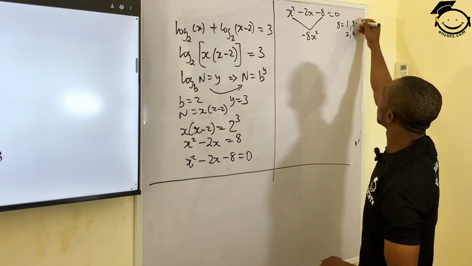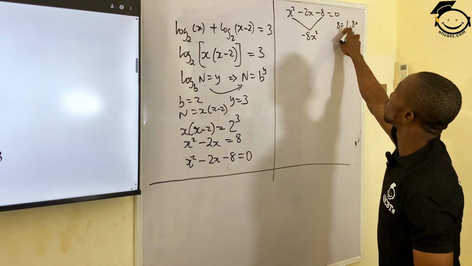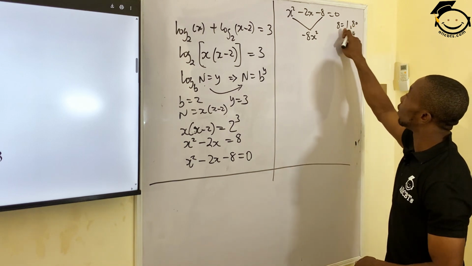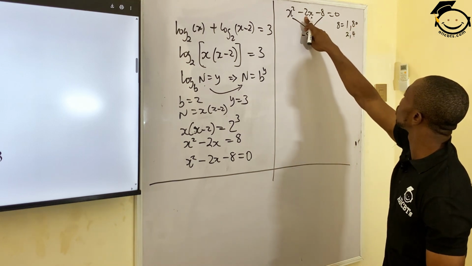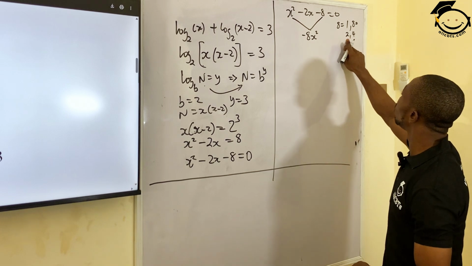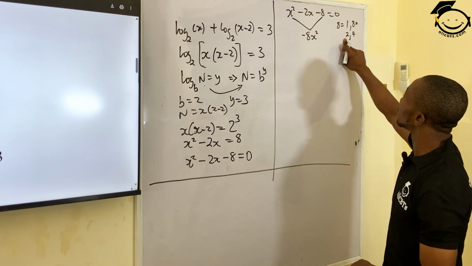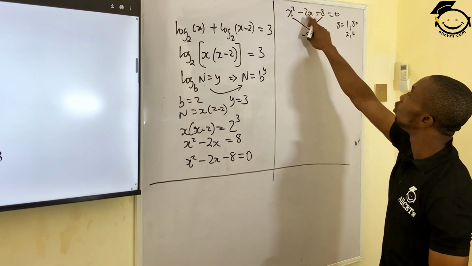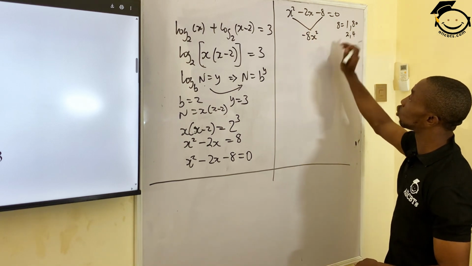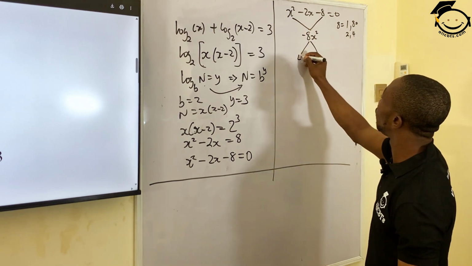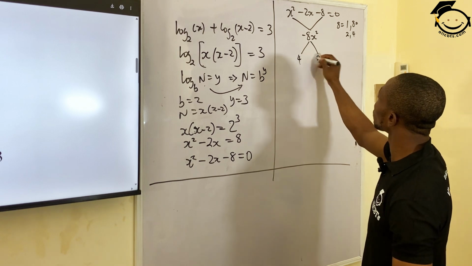Now, if we consider this, 8 plus 1 is 9, and 8 minus 1 is 7. So it's not giving us 2. While 2 plus 4 is 6, but 4 minus 2 will give us 2. So the two factors we'll be considering here will be 4 and 2.